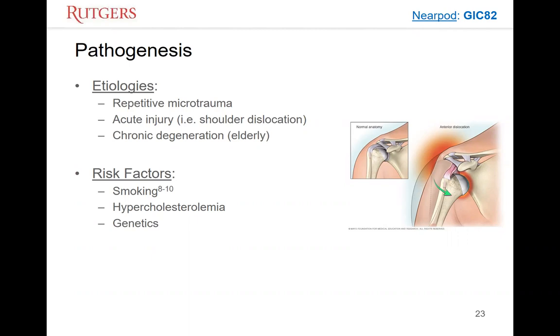There are a number of risk factors that have been linked to rotator cuff tears. Smoking has been shown not only to increase the risk of tear, but also is implicated in larger tears, inhibiting healing and worse surgical outcomes. Hypercholesterolemia has been implicated, as has genetics.